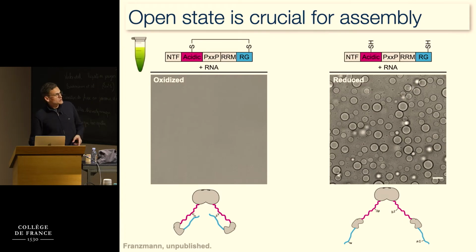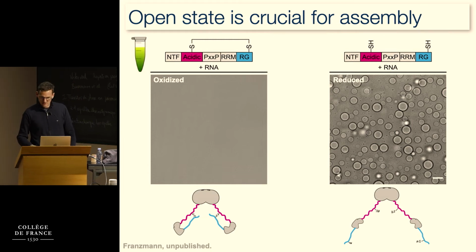And we used a technical trick, putting a disulfide bridge in the protein. We can actually fix the protein in the closed state. And then indeed we did not get any condensates anymore. Only when the protein was free to move, we got these condensates, showing you really that this open and closed state is really important for the formation of these droplets.